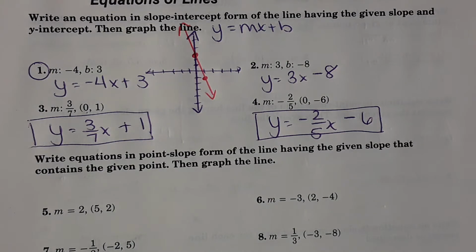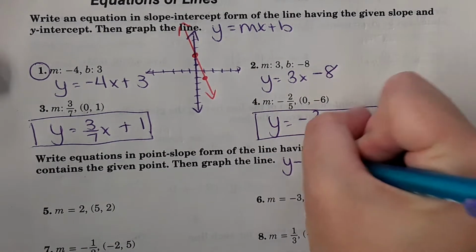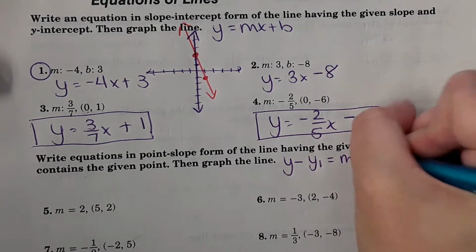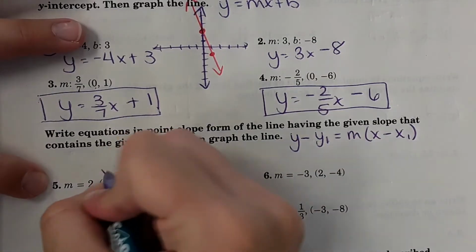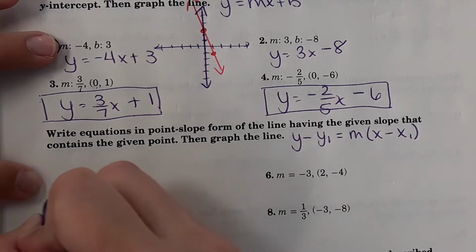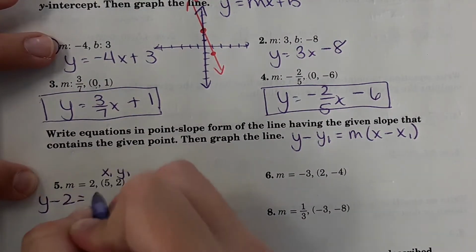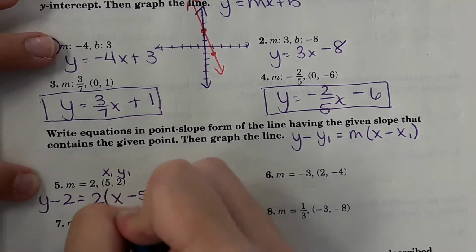Now we're going to try it with point slope form. Point slope form is y minus y1 equals m times x minus x1. This here is x1, y1. And then we're going to plug in our numbers. So y minus 2 equals the slope of 2 and x minus 5.